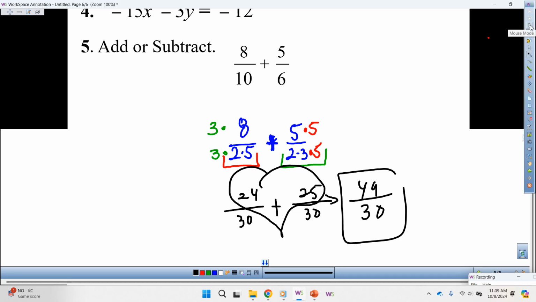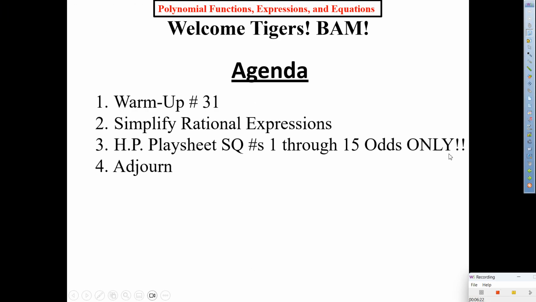All right, we good? Copy the agenda, please. Warm-up number 31. I'm going to revisit simplifying rational expressions just because on Thursday, I didn't get to the last two examples, and I left you a video portion of it with the teacher, but I'm going to guide you through it just to make sure everybody's on the same page.